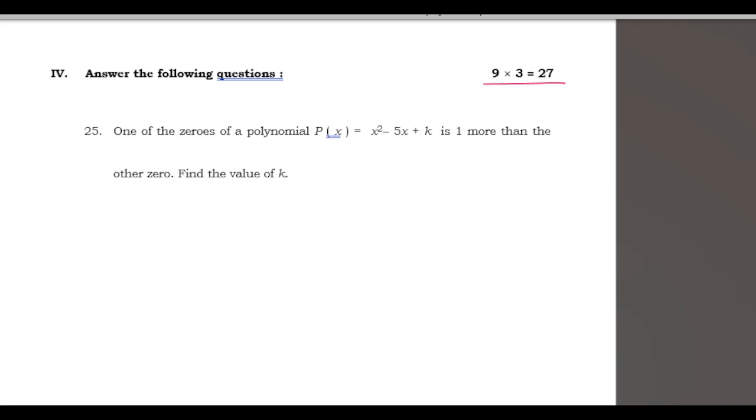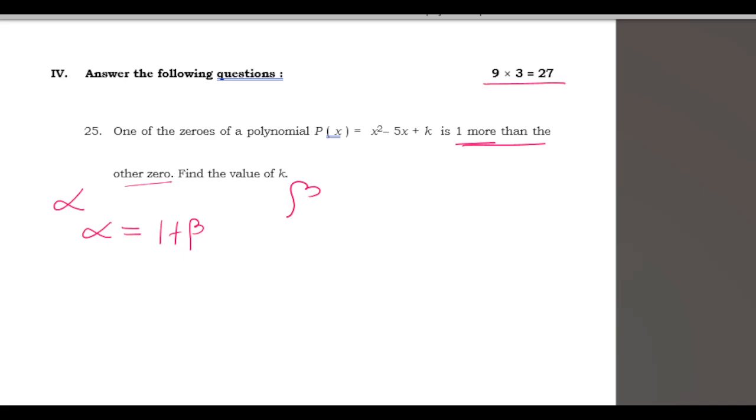One of the zeros of the polynomial p of x is equal to x square minus 5x plus k is one more than the other zero. So there are two zeros. One zero is alpha, the other one is beta. What is given now? One more than the other one. So suppose beta is equal to 1, and alpha is one plus the other.